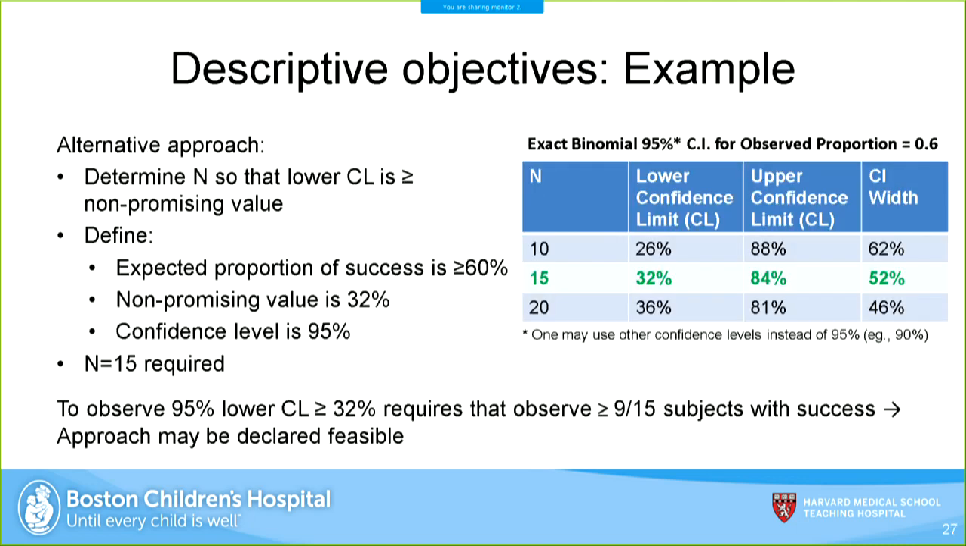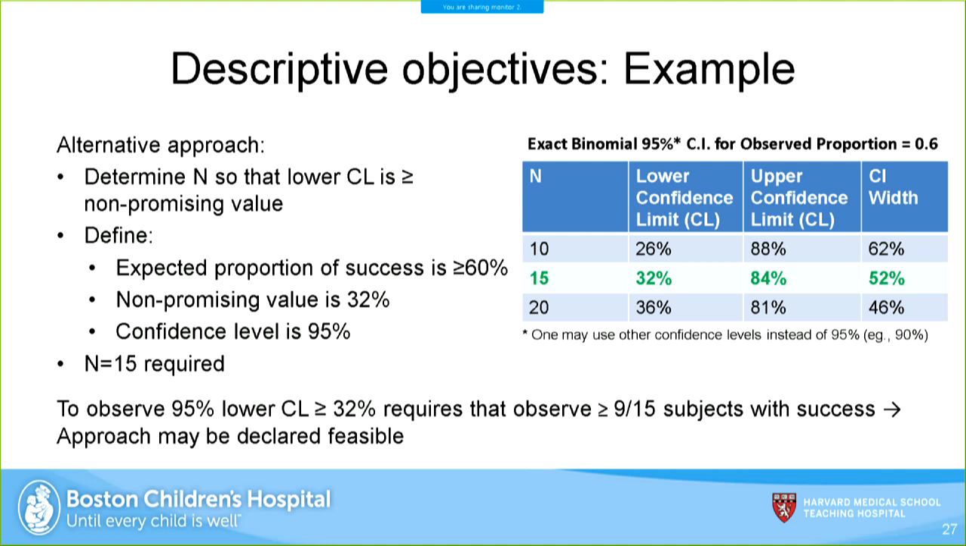Now, there's an alternative approach that we could have used to calculate the sample size. The idea here is that we can determine the sample size so that the lower confidence limit is greater than or equal to a non-promising value. The non-promising value essentially is the minimum success rate that you would accept for you to proceed with the study.